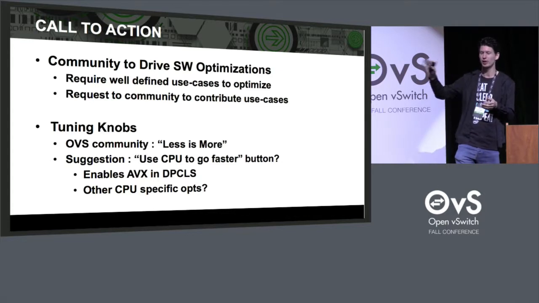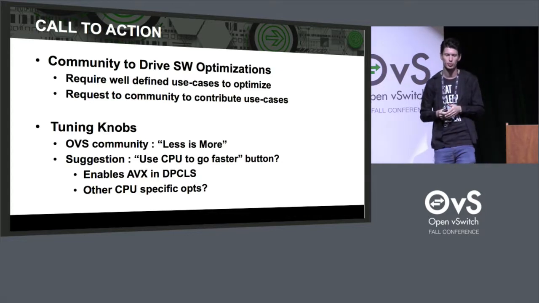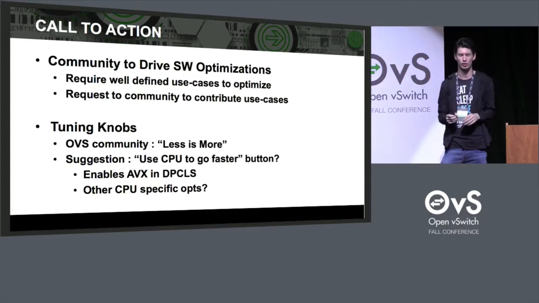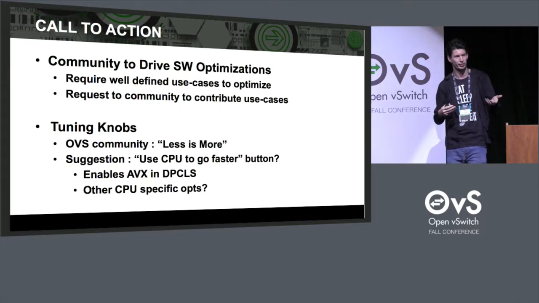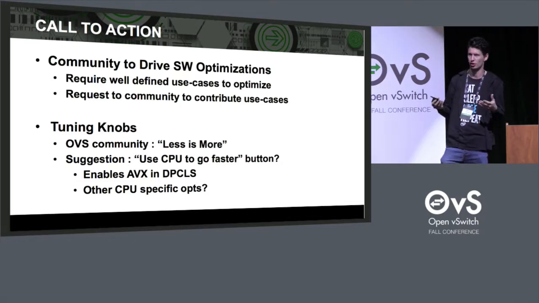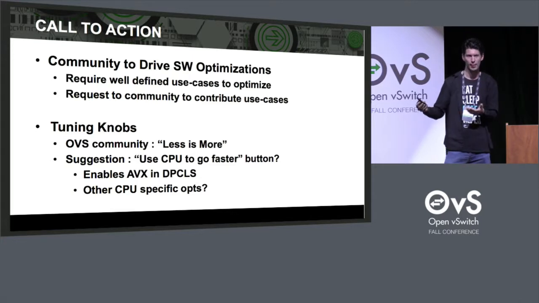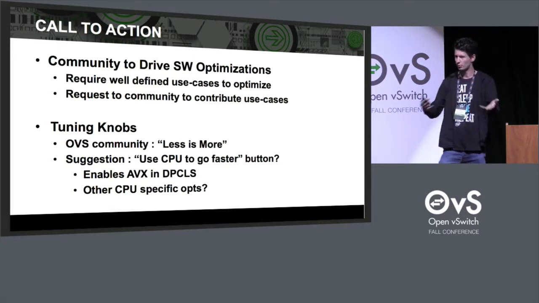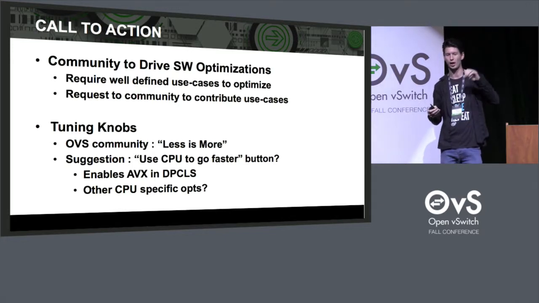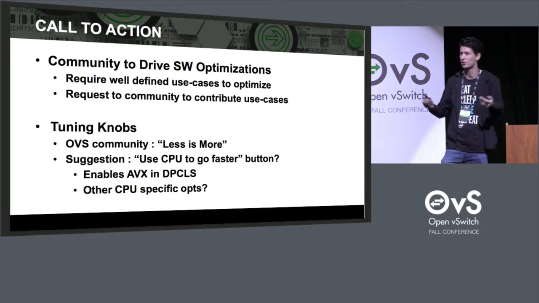And finally, in terms of enabling the AVX-512 mode, I was going to suggest a single button that we can press, go faster, and use CPU features to do this. That hopefully makes it a usable feature, so not very difficult for people deploying OVS to understand and to use, reducing complexity, improving usability. That's the goal here. And it could enable things like optimized DPCLS functions or other CPU-specific optimizations.